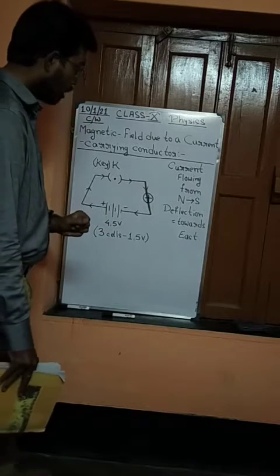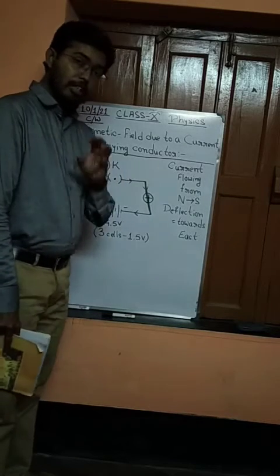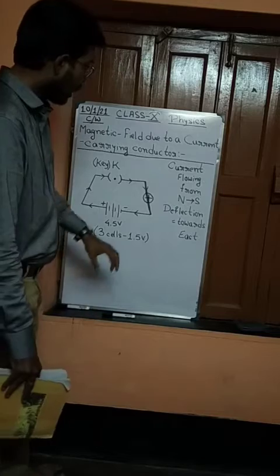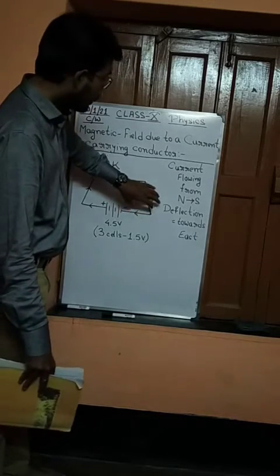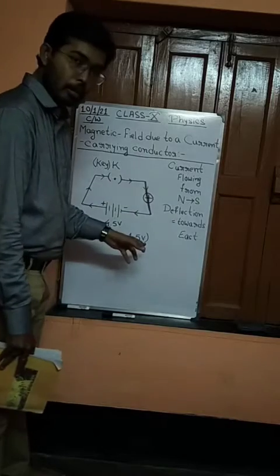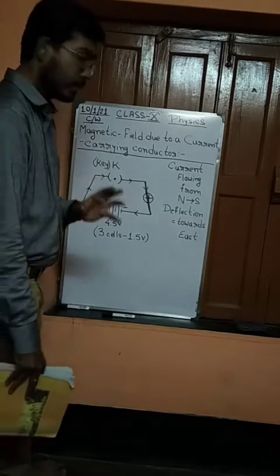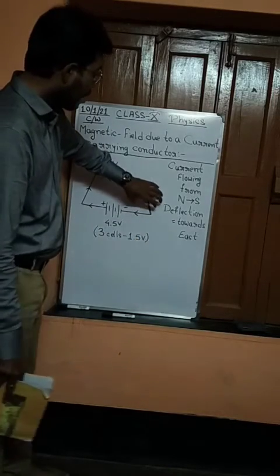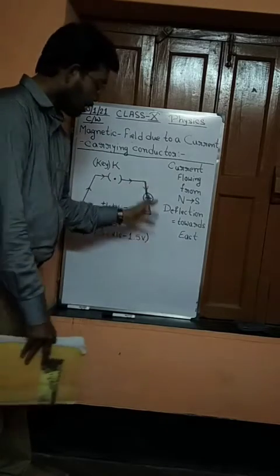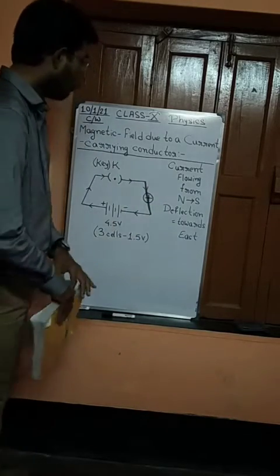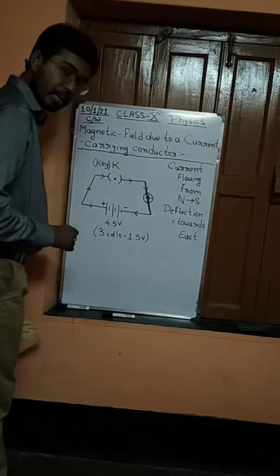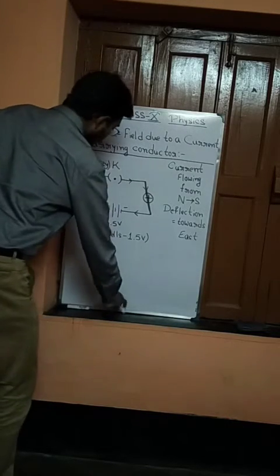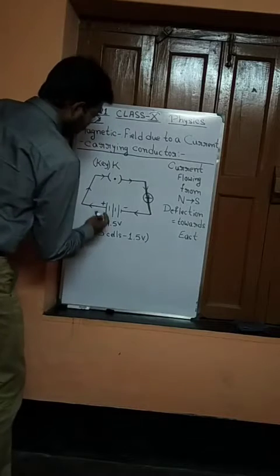Now after that, I have taken one magnetic compass and I have placed it parallel and above this straight wire. Now what I have done, students, I have just switched on the key. Now the current will flow from this direction.